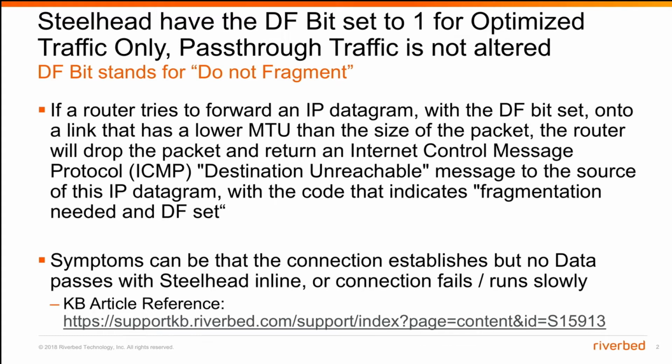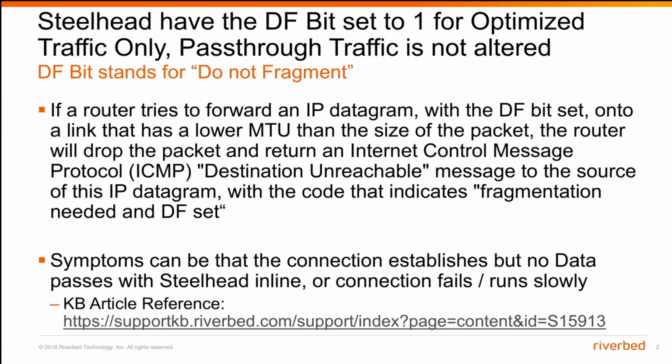So when a router tries to fragment a packet with a DF bit set to 1, it can't, and it will drop the packet. It'll send an ICMP message with the destination unreachable, along with a code that indicates fragmentation is needed and the DF bit was set for the reason it was dropped. Symptoms can be that the connection establishes, but there's no data that passes through the SteelHead, or a connection is failing, or it runs very slowly.